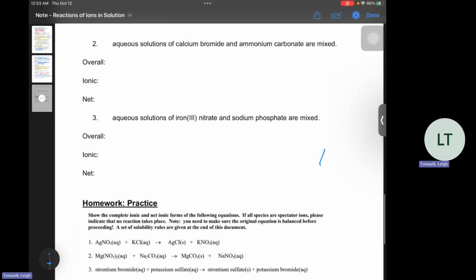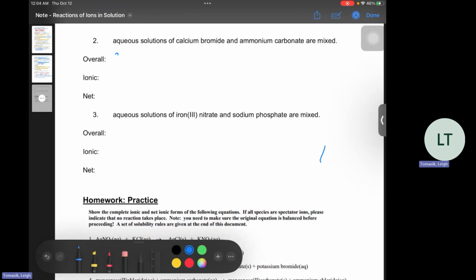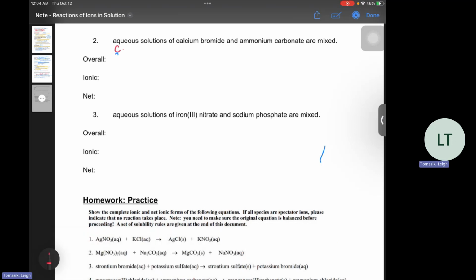Aqueous solutions of calcium bromide and ammonium carbonate are mixed. So first we have to find calcium bromide. We look up calcium on the periodic table. We have Ca2+, and then we have bromide, Br minus, and then we have ammonium, which is NH4 plus, and we have carbonate, which is CO3 2 minus.